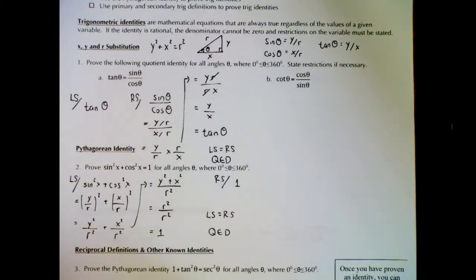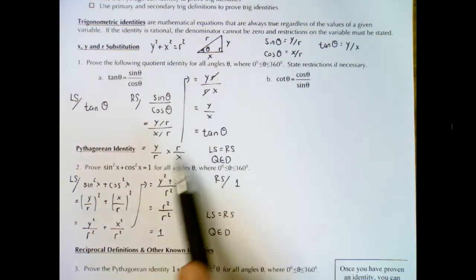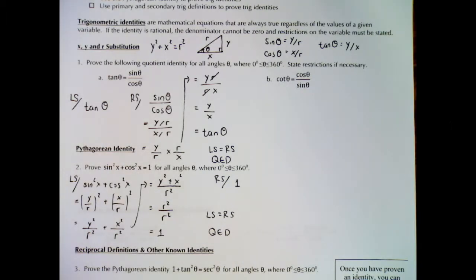All right, so X, Y, and R substitution. We don't actually use this to prove identities generally. We're going to use other identities to prove other identities. But we can use X, Y, R to show you why a couple identities that we're going to use over and over and over again work. And at this point, you're never going to use X, Y, and R substitution again unless there's an explicit question that says use X, Y, R substitution. If you get a question that says prove an identity, you're not going to use X, Y, R substitution. And I'm going to show you a couple of those.